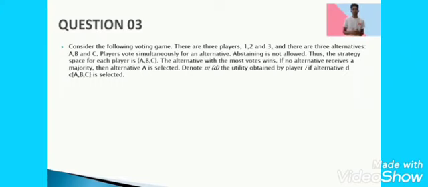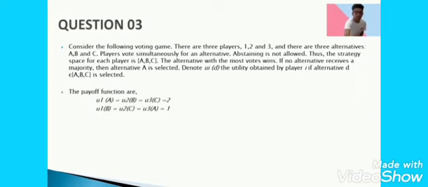They have already given the utility each player gets for choosing each alternative, depicted in the following payoff function. According to the preference order, player 1 prefers A to B to C. Here, A is the highest preference and C the lowest. Player 2 prefers B to C to A. Player 3 prefers C to B to A.